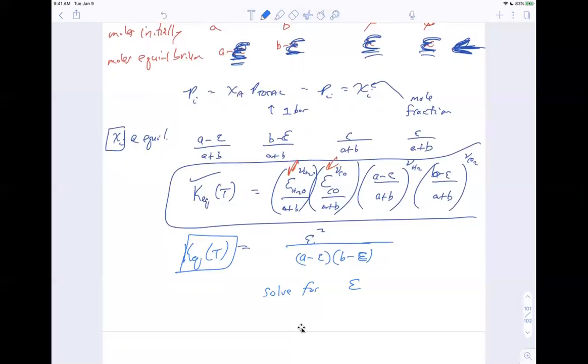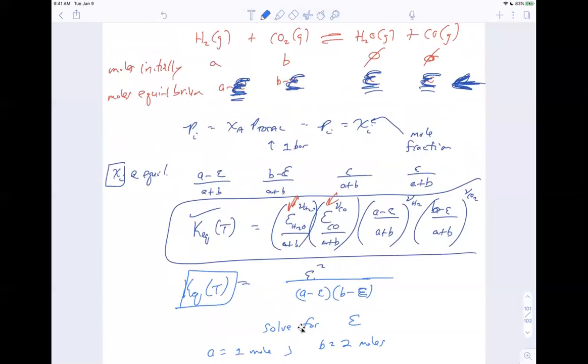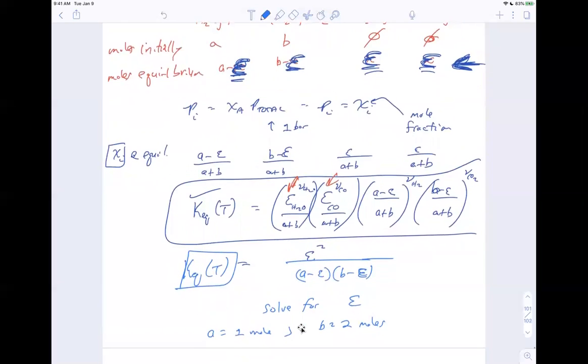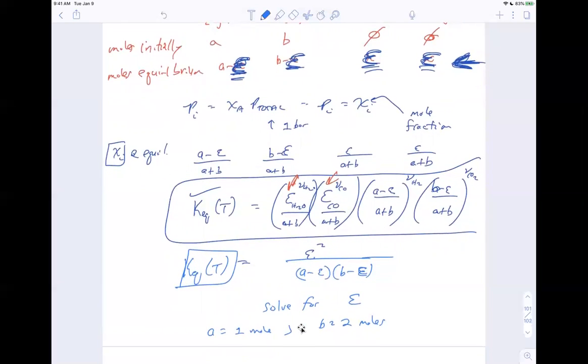Okay, and at this point, I'm going to stop and see if you can actually finish the problem off. Let's say A is equal to 1 mole and B is equal to 2 moles. Let's see what people may get. Any questions on that? So if you figure out K equilibrium, and that K equilibrium turns out to be very, very small, what can you say about epsilon? What do you think epsilon would be?